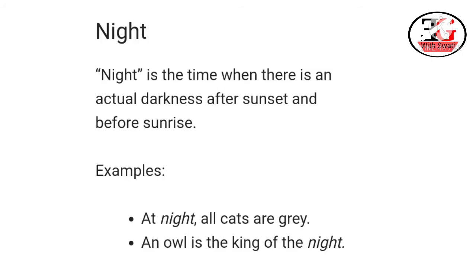The next content is night. Night is the time when there is actual darkness, after sunset and before sunrise. For example, at night all cats are grey. Next example, an owl is the king of the night.